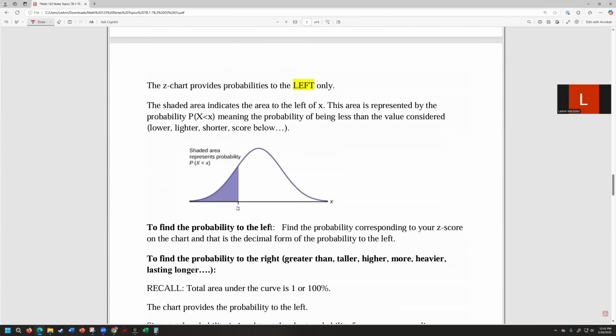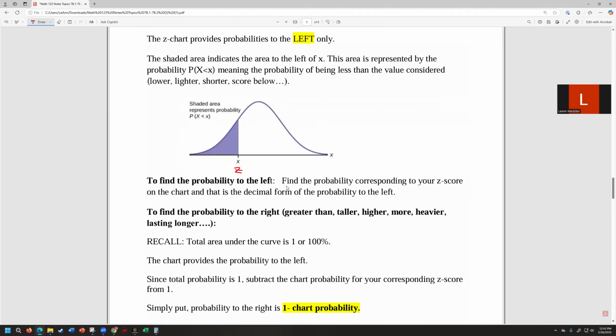So if this is my specific item and I convert this to a z-score, then I'm only going to be able to find the area to the left when I read it in the chart. To find the probability to the left, you just find the probability corresponding to the z-score. So you have to convert your x to a z-score and then find the decimal form of that probability. That exact number in the table is always the left area, the less than side.